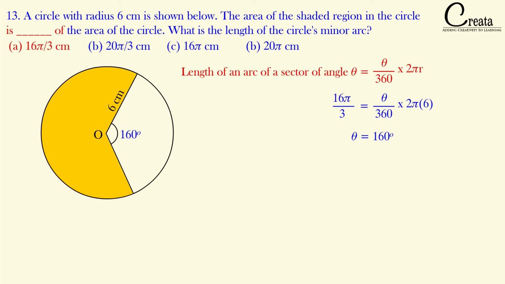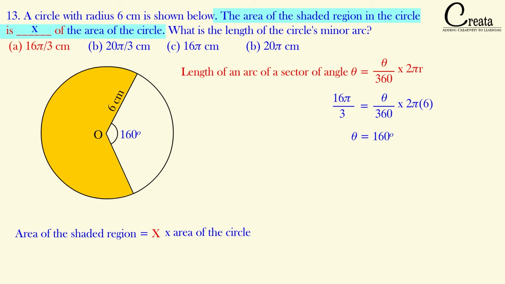Here in the question, if you refer, the area of the shaded region in the circle is dash of the area of the circle. Let's put here dash as x. Now we will read it again. The area of the shaded region in the circle is x of the area of the circle. So here, what is the area of this shaded region? It will be equal to the area of the sector. This is a sector. So what is the formula of area of sector? It is theta upon 360 into pi r square. And what is theta? Here this angle will be theta. This angle is 160 degree.